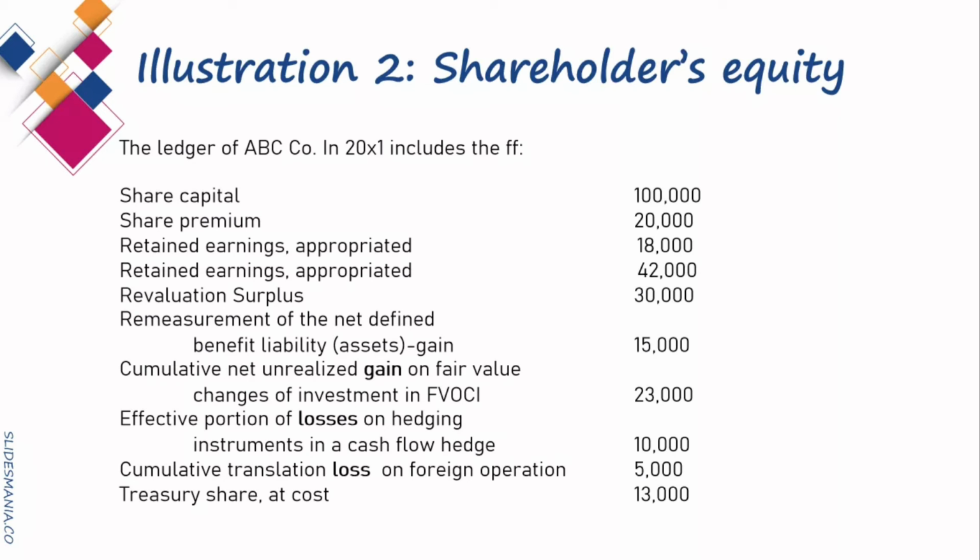Merong share capital, share premium, retained earnings appropriated, revaluation surplus, gain sa remeasurement of the net defined benefit liability, cumulative net unrealized gain on fair value changes of investment, effective portion of losses on hedging instrument in the cash flow hedge, cumulative translation loss on foreign operation and treasury shares at cost.